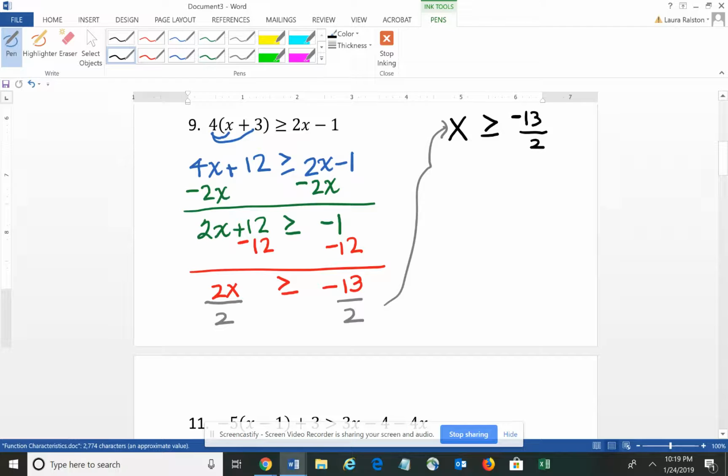Now this time, you might think, well, Ms. Ross, you divided by a negative. No, I didn't. I actually divided by a positive 2. So since it was a positive 2, I do not invert my symbol.